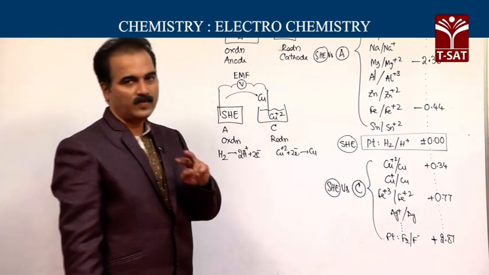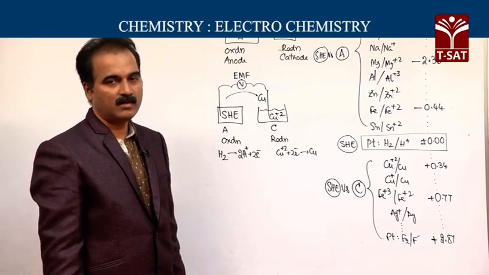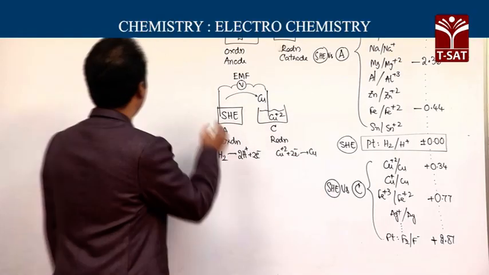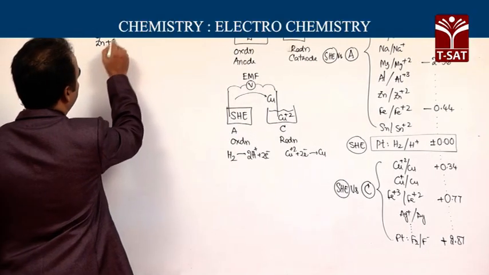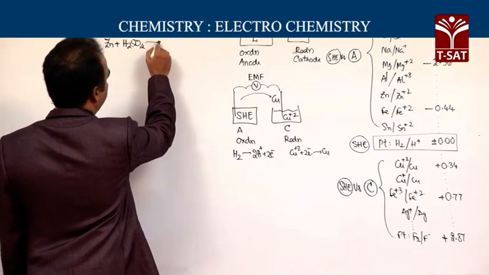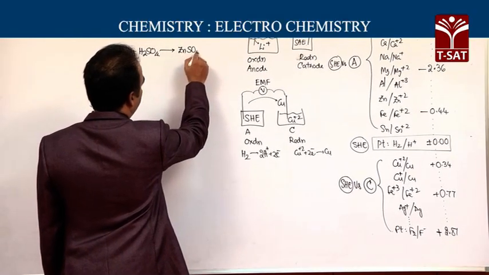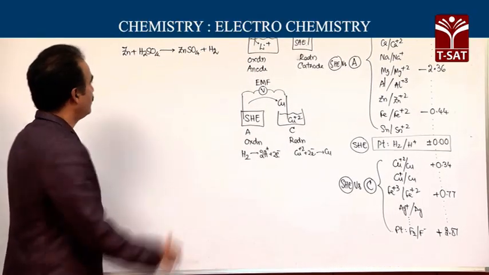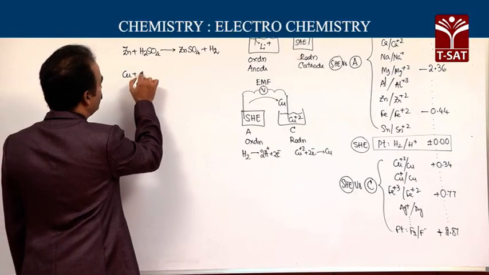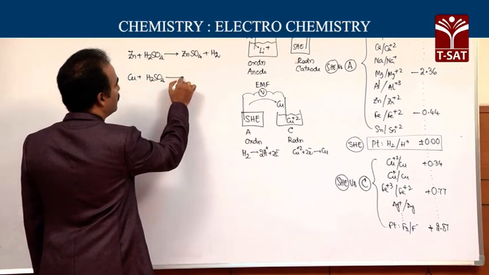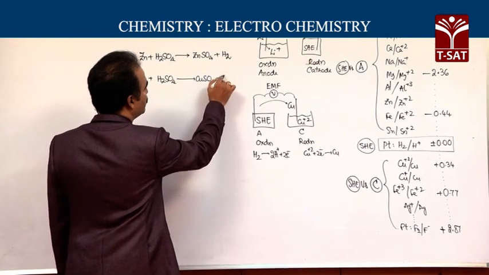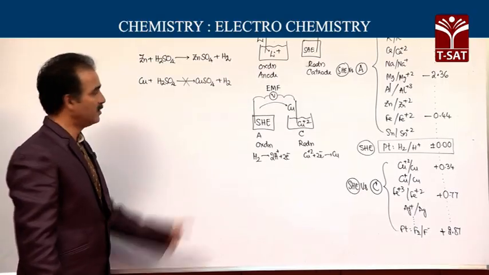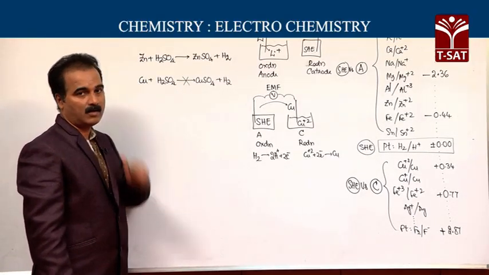So, you may be asked whether a cell reaction is spontaneous or not, or whether a cell reaction occurs or not. For example, we write like this: zinc plus sulfuric acid. We can easily write ZnSO4 plus H2. This reaction is easy to write. Whereas, if you write Cu plus H2SO4, we write CuSO4 and H2, but this reaction is non-spontaneous. This cannot occur under normal conditions.